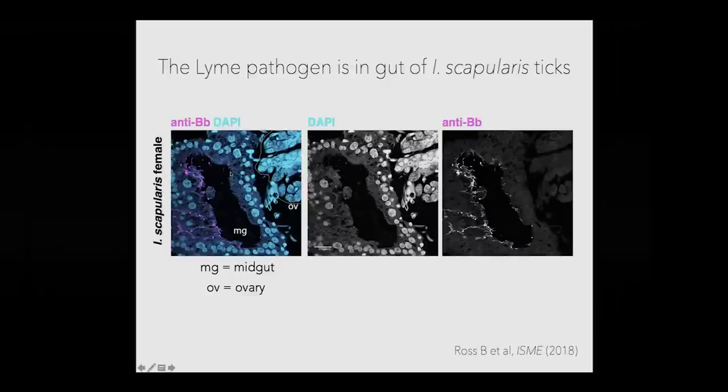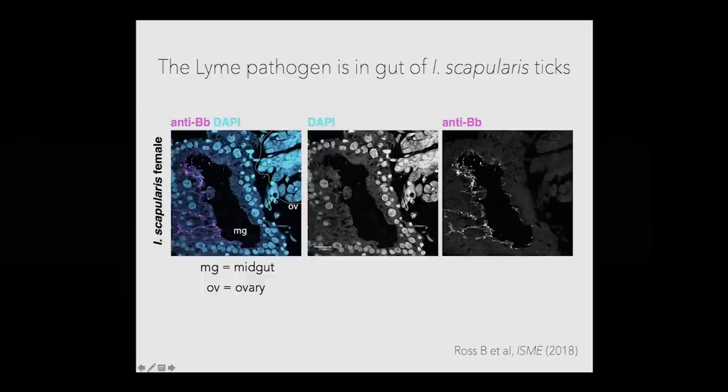Here is the tick gut. You can see the epithelial cells, which are basically the layer lining the tick gut. And then in the middle is the lumen of the gut. So this is a cross section through its gut. The blue is staining all the different tick cells. And then in magenta are ways for us to stain the actual bacterium that causes Lyme disease. It has this kind of corkscrew-like shape to it, squiggling along the lining.